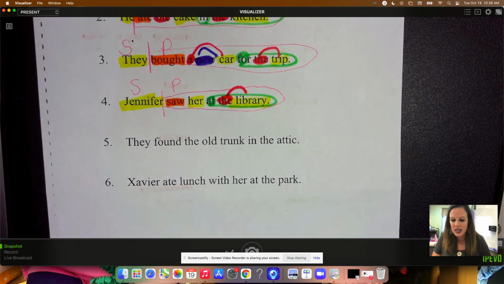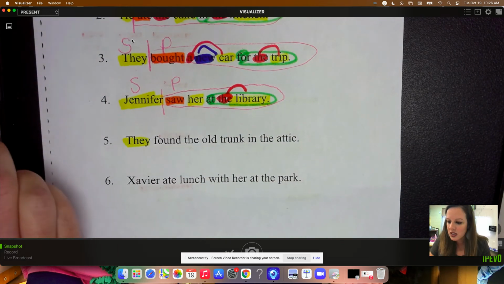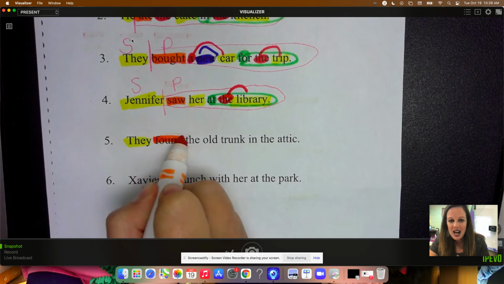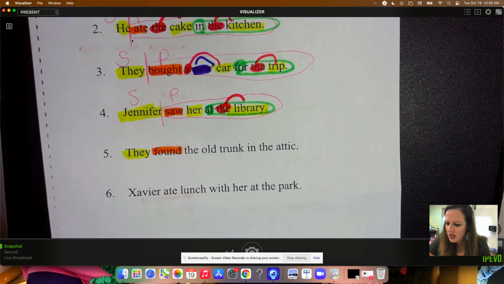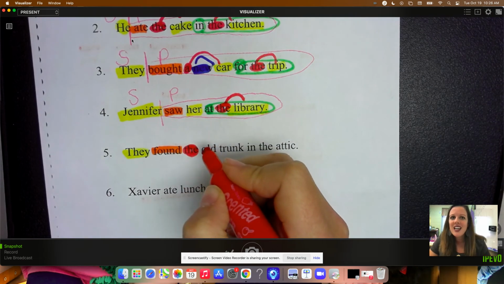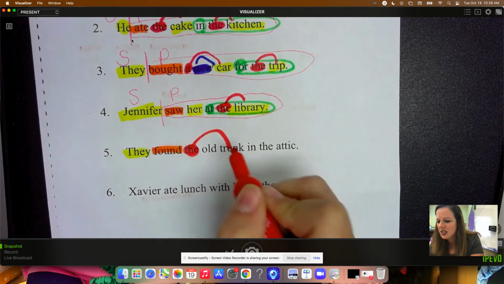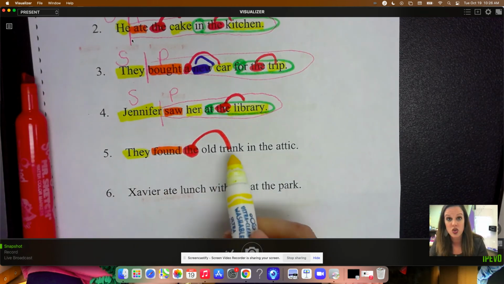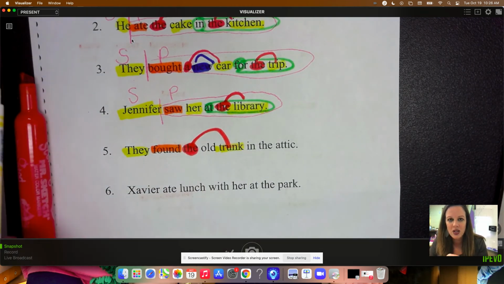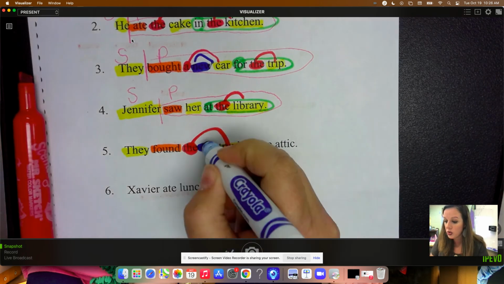They found the old trunk in the attic. Ooh, let's look at this one. Who found it? Well, they did. Do we know their names? No. They used a pronoun. They found the old trunk in the attic. What did they do? They found. Hey, I see a noun marker. It's letting me know a noun is nearby. The old. Wait a minute. Old is not a noun. It's not a person, place, or thing. The trunk. A trunk is a noun. I have a word that describes the trunk. What are words that describe called? Adjectives. And they're blue. The old trunk.